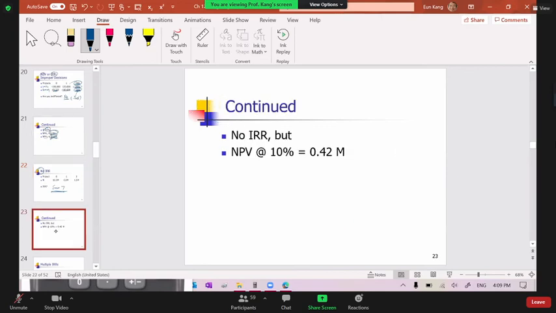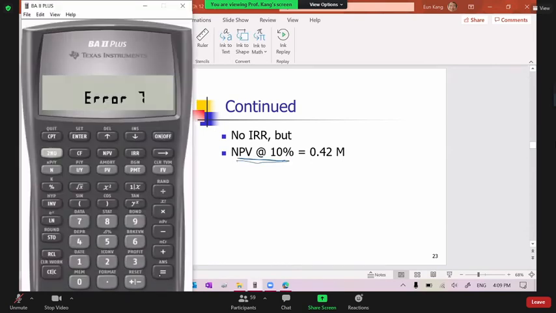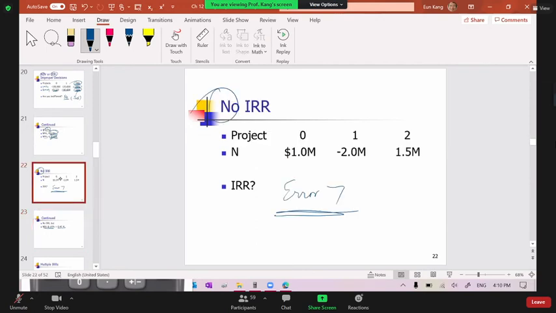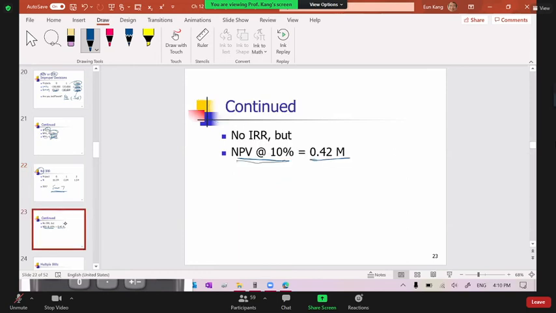How about the net present value rule? Using net present value, go to NPV, I is 10, down arrow compute, 0.42 million. It's a good project, take it, right? But if you know only the IRR method, you cannot do it, no IRR, right? So in that case, definitely, the net present value rule is better.